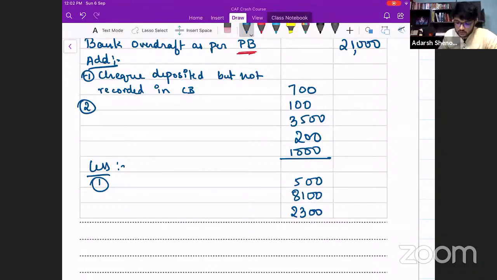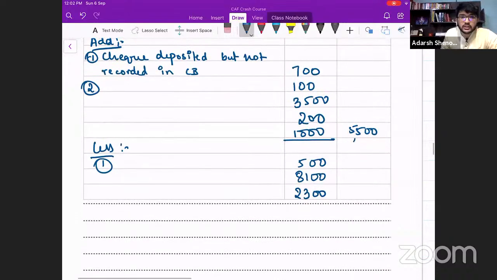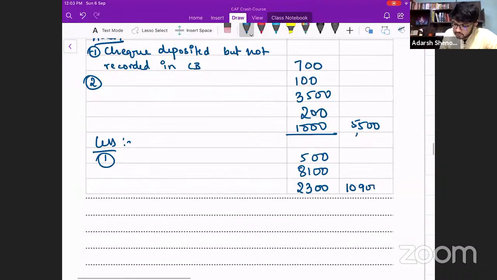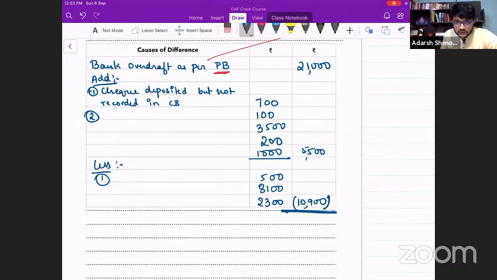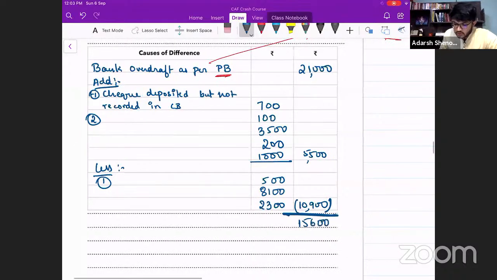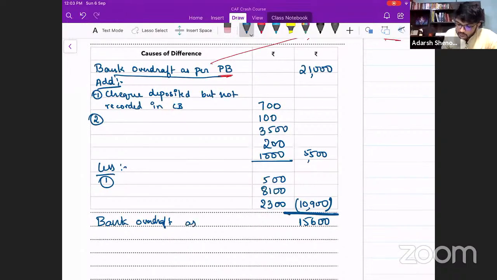What is the total of additions? 5,500. What is the total of all minuses? 10,900. What is the end balance? 15,600. Now I have a question. What is this balance? Always look at this and write the other way around. The balance is bank overdraft as per cash book. You start with the passbook, you end with the cash book.